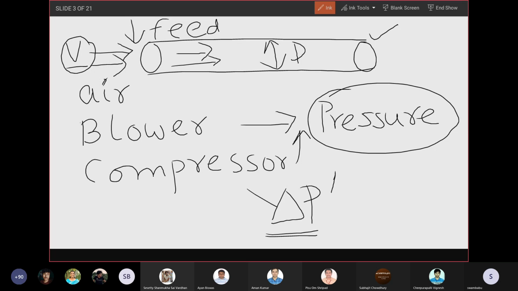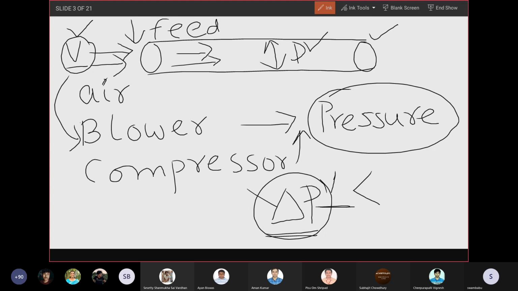So for a given amount of feed, we should be able to specify the diameter of the pipe and the velocity of air, and at these conditions, how much pressure drop it is causing. We should be able to estimate whether this pressure drop is within the limits or not. So the design of a pneumatic conveyor involves how much diameter of the pipe we need to use and at what velocity we need to blow the air. That determines the blower capacity.